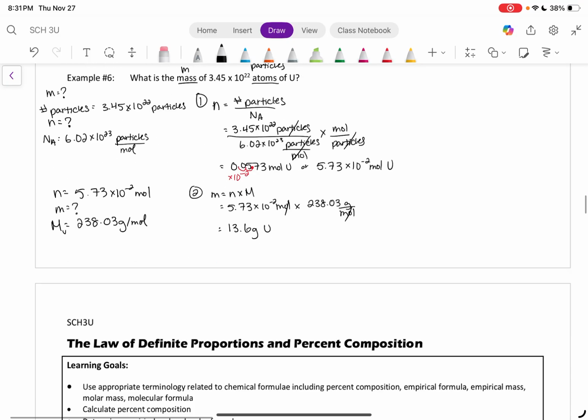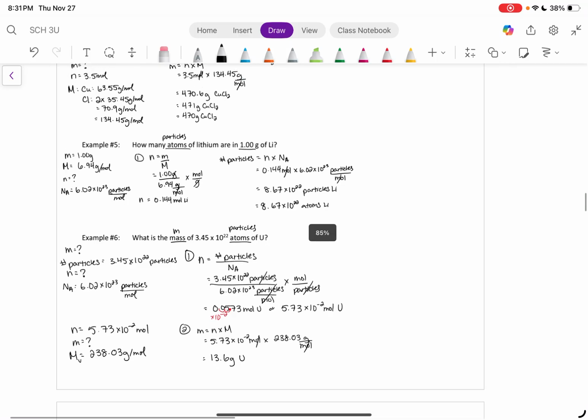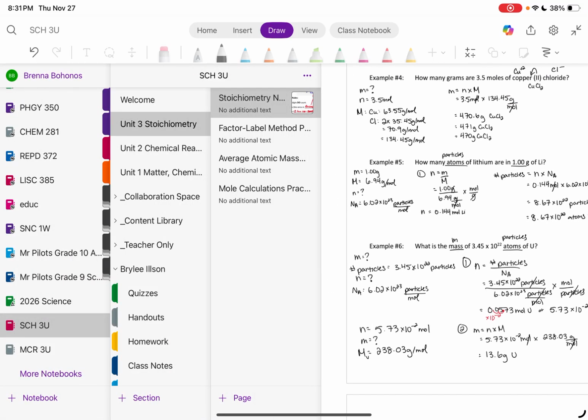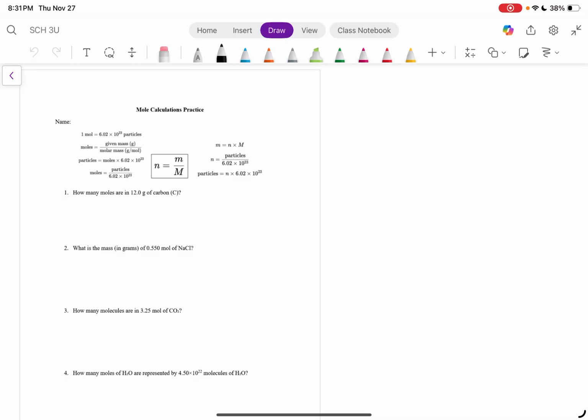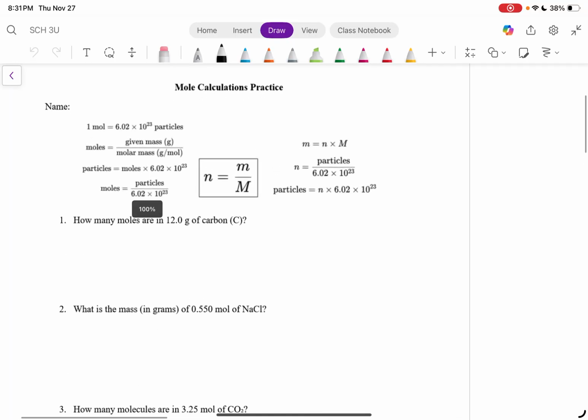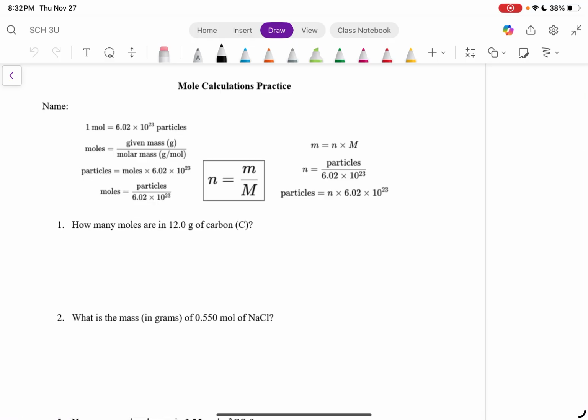And that is it. We're going to finish off with this for today. There is this practice page, moles calculation practice. I very, very highly encourage you to solve for this. I put a lot of different formulas on here just to show you how they're all rearranged.